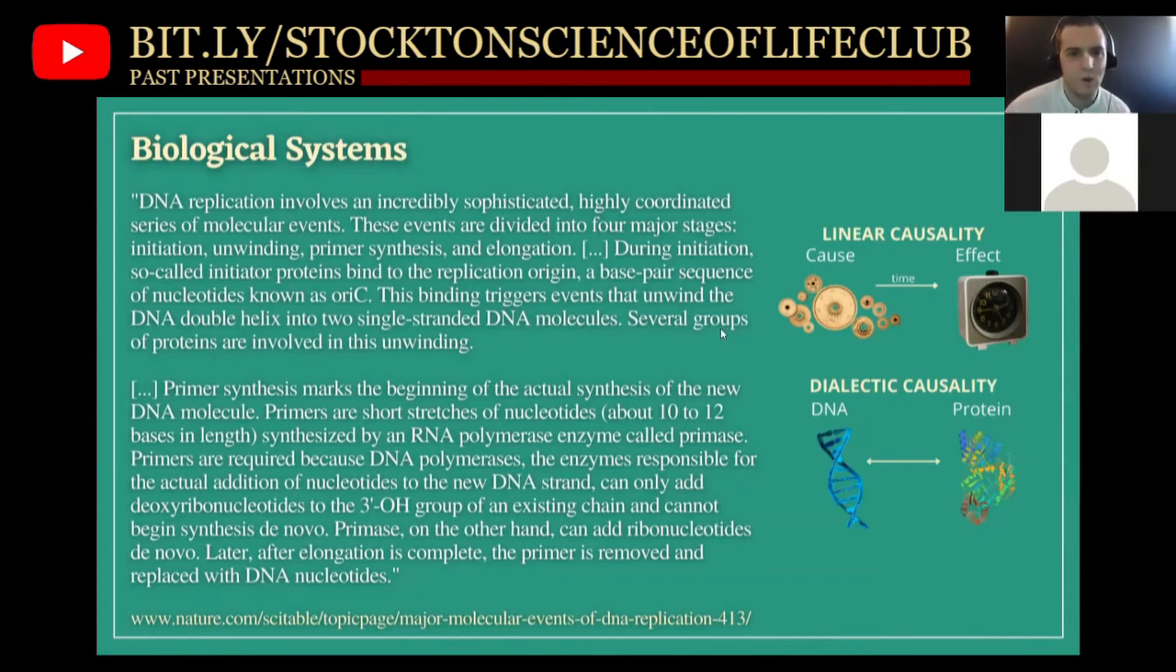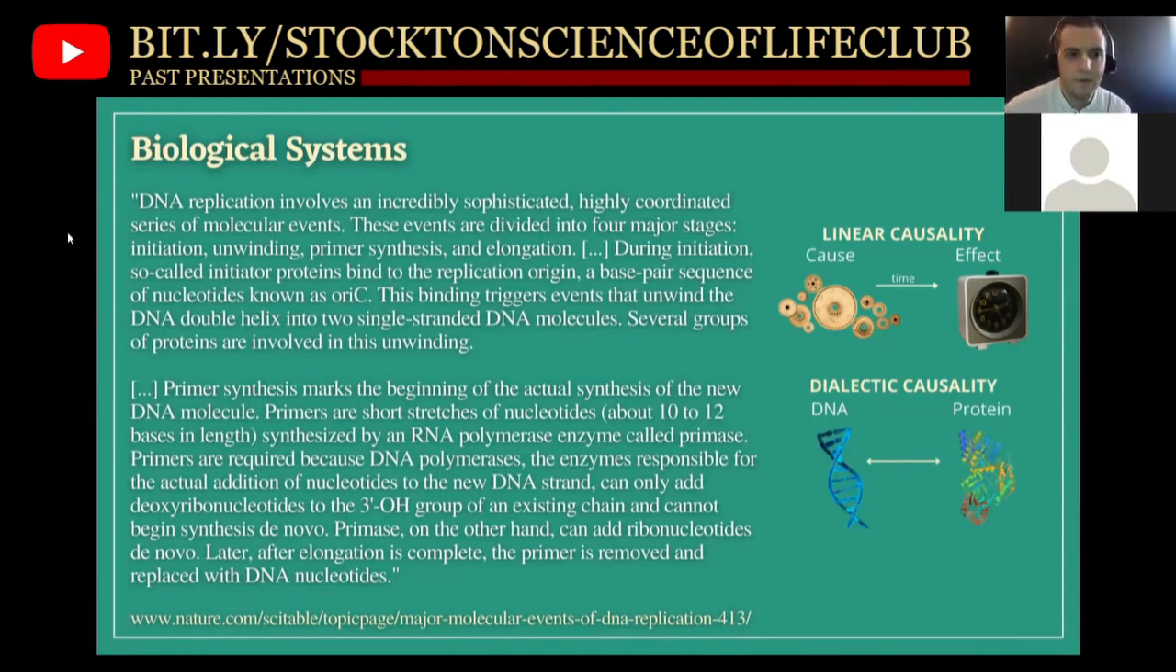This binding triggers events that unwind the DNA double helix into two single-stranded DNA molecules. Several groups of proteins are involved in this unwinding. Primer synthesis marks the beginning of the actual synthesis of the new DNA molecule. Primers are short stretches of nucleotides, about 10 to 12 bases in length, synthesized by an RNA polymerase enzyme called primase. Primers are required because DNA polymerases, the enzymes responsible for the actual addition of nucleotides to the DNA strand, can only add deoxyribonucleotides to the 3'-OH group of an existing chain and cannot begin synthesizing de novo. Primase, on the other hand, can add ribonucleotides de novo. Later, after elongation is complete, the primer is removed and replaced with DNA molecules.